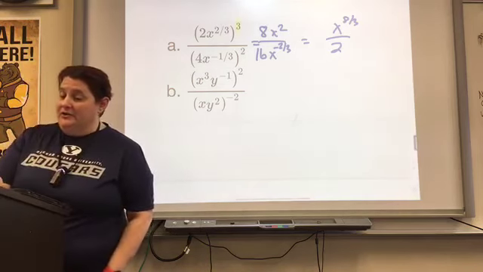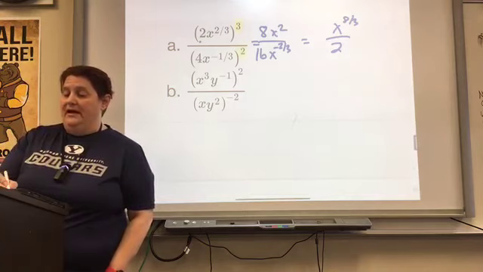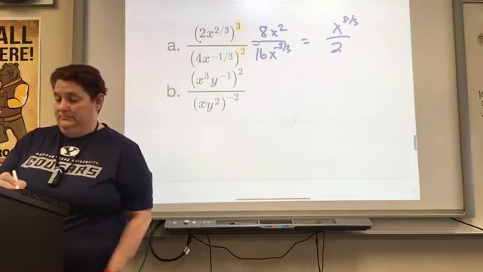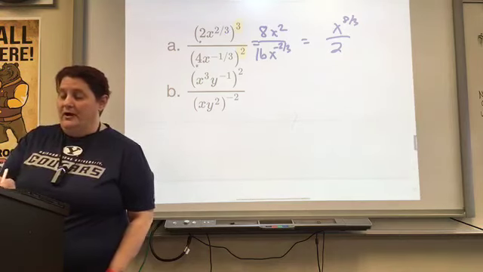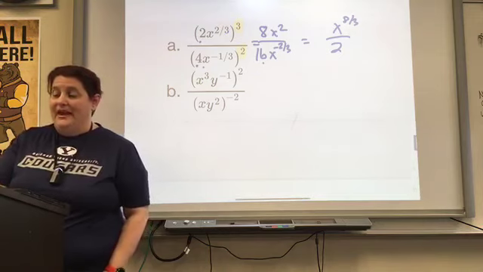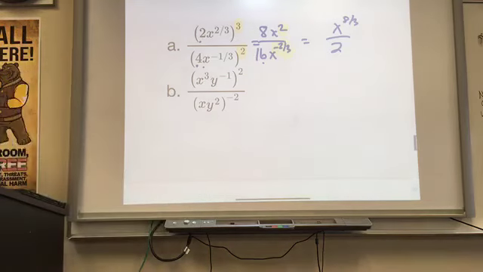So the first thing I have to do is cube both of those. 2 cubed is 8. X to the 2/3 cubed, if I multiply that, is just x squared. Then 4 squared is 16, and x to the negative 1/3 squared is x to the negative 2/3. Since I'm dividing, I subtract my exponents, but I'm subtracting a negative. So 2 minus negative 2/3 is 2 plus 2/3, which is 8/3.